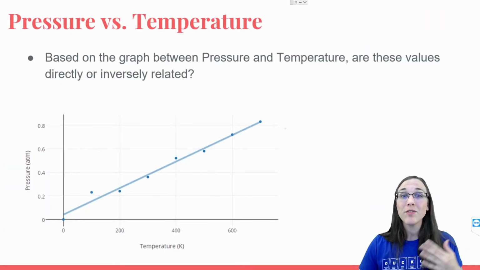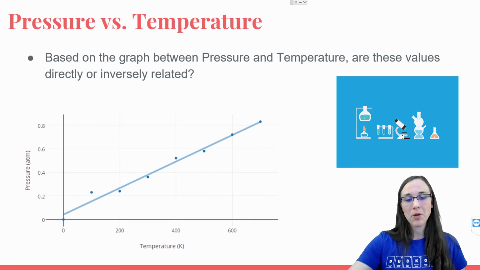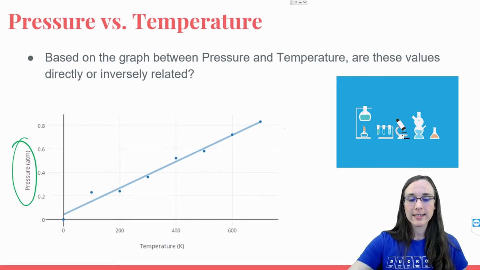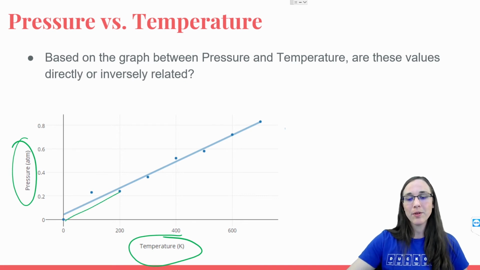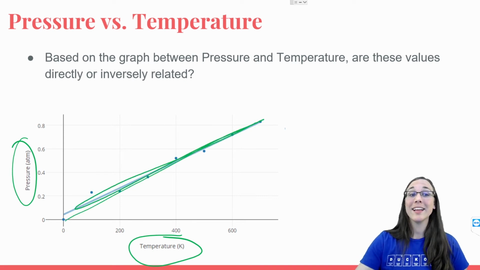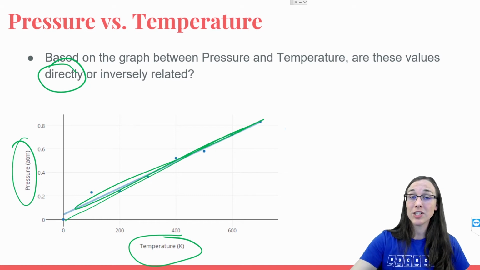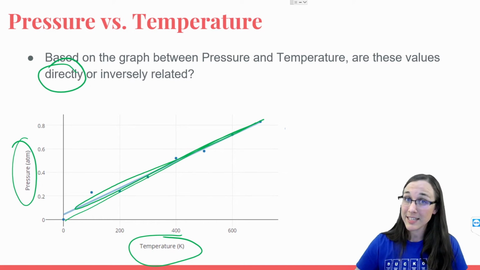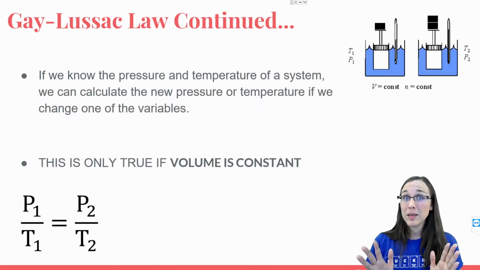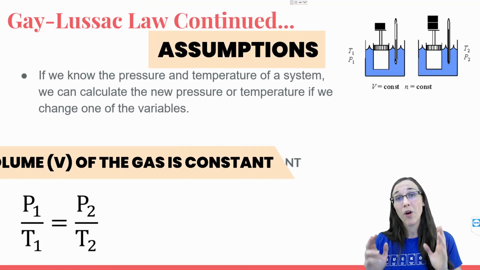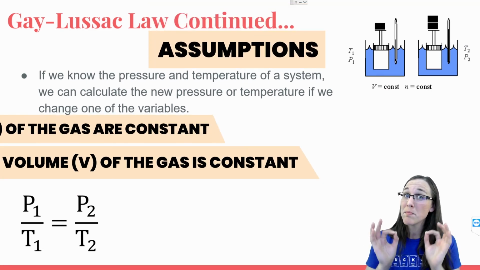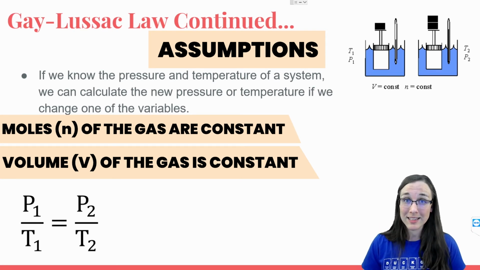Please keep in mind that if you're doing a gas law experiment and you happen to plot pressure on the y-axis and temperature in Kelvin on the x-axis, and you end up with this straight line, that's indicative of a direct relationship and would indicate that Gay-Lussac's law is being followed here. Also keep in mind that this law can only work if we assume that the volume is constant and that the moles of the gas present remain constant as well.